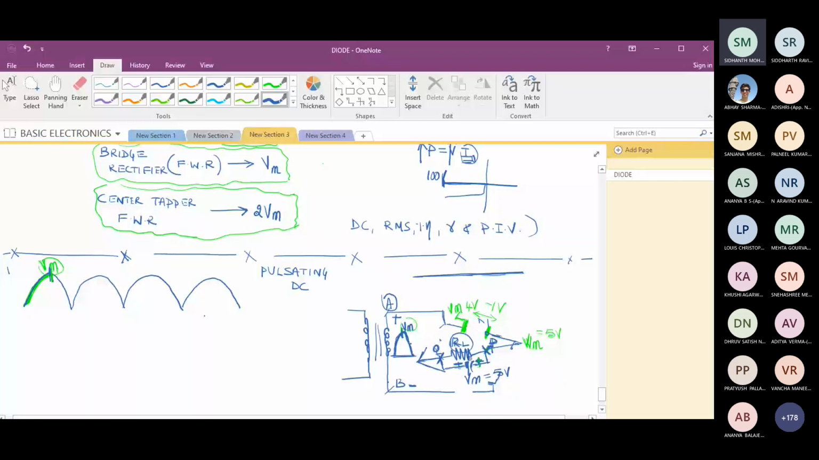Capacitor is fully charged. Charged to what value? Right side plate is plus. Left side plate is sitting at minus. Say Vm, 5 volts I have taken as an example. So Vm. Will it keep quiet? Will it not form a loop here? This one. Will it not discharge? Yes, sir. It will discharge.